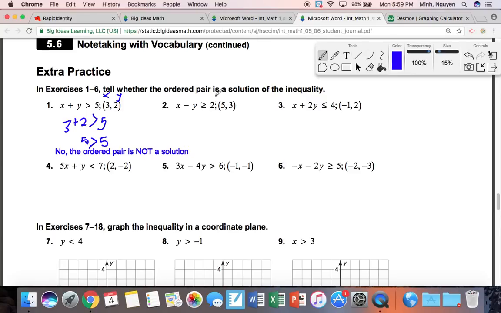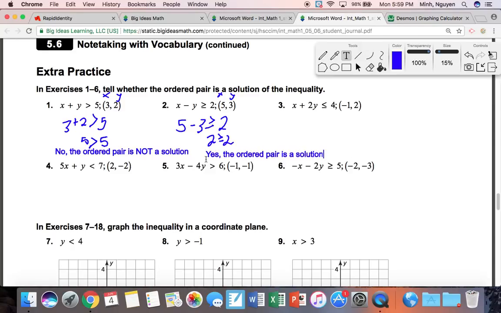For this one, again, don't forget that x is your first number. So we have 5 minus 3 is greater than or equal to 2. 2 is greater than or equal to 2. 2 is equal, but it says an or, so that part is true. So it's true. Yes, the ordered pair is a solution.